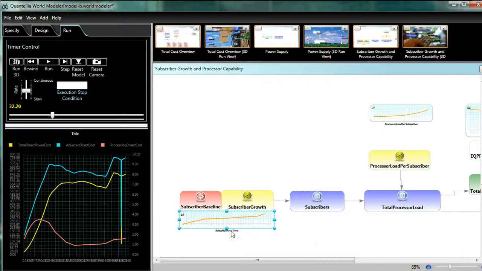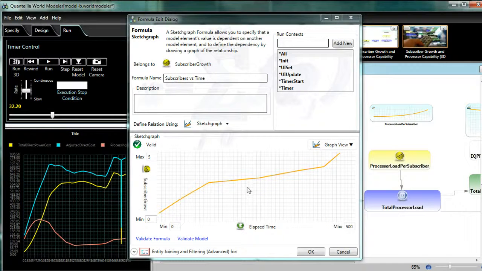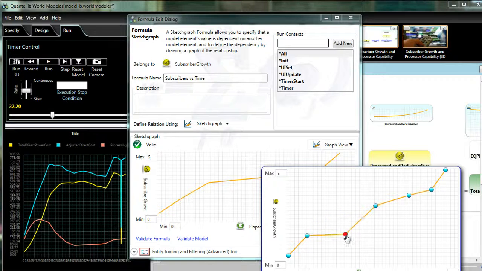So let's imagine in this model that we actually had different data about our subscriber growth, and subscribers we actually expect to grow much more slowly over time, and then to uptick a little bit further down the road. The question is, how does that change the shape of these cost curves going forward?